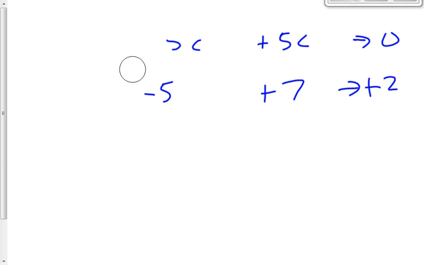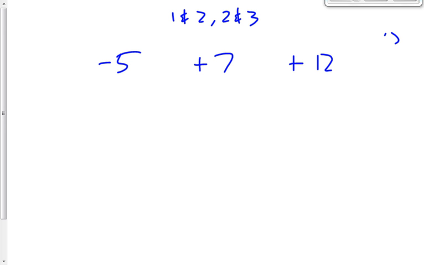What if we did this? What if we took minus 5, plus 7, and plus 12? We touched 1 and 2 together, then we touched 2 and 3 together. What's the final charge on all 3 of them become? Assuming that the size and shape of these objects is such that they will balance out equally when we touch them together, what's the final charge become?